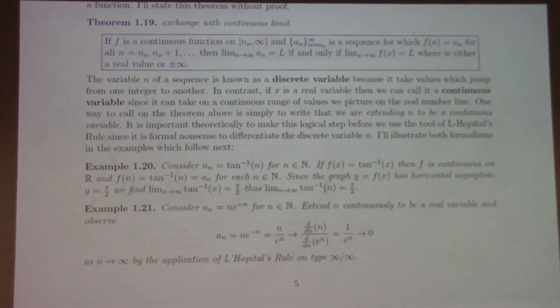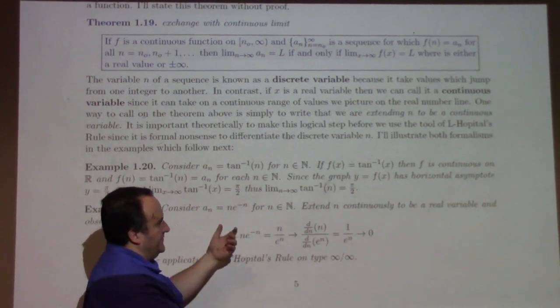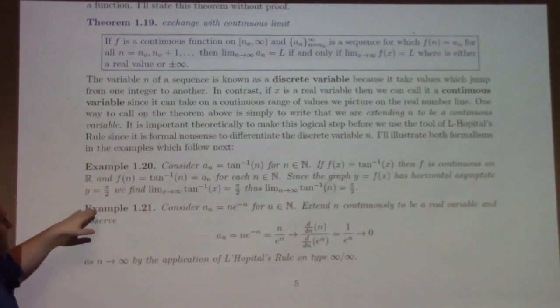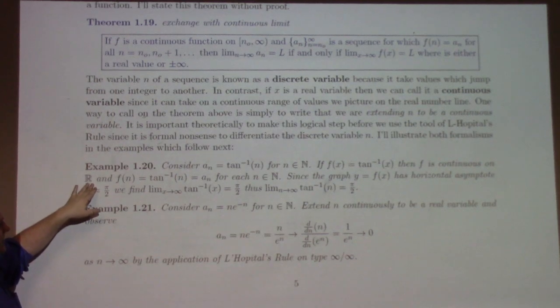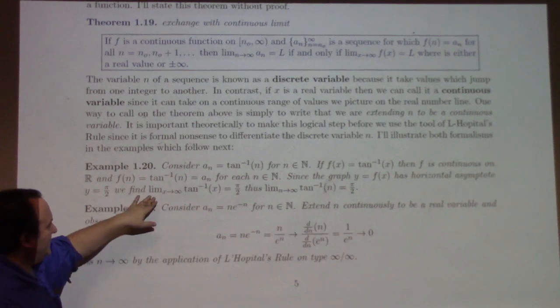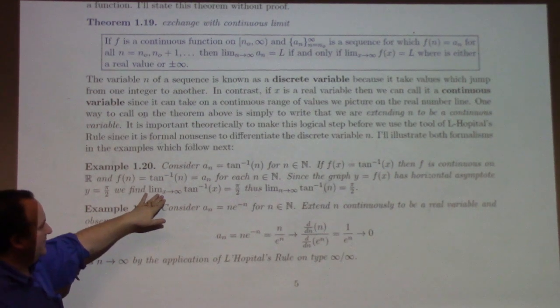Here's a more in-your-face use of it. A sub n is inverse tangent, right? So I think f of x is inverse tangent x. Well, f is continuous on the reals, and what's the limit? What's the limit as n goes to infinity of inverse tangent of n then? Well, it's the same as the limit as x goes to infinity of inverse tangent of x.